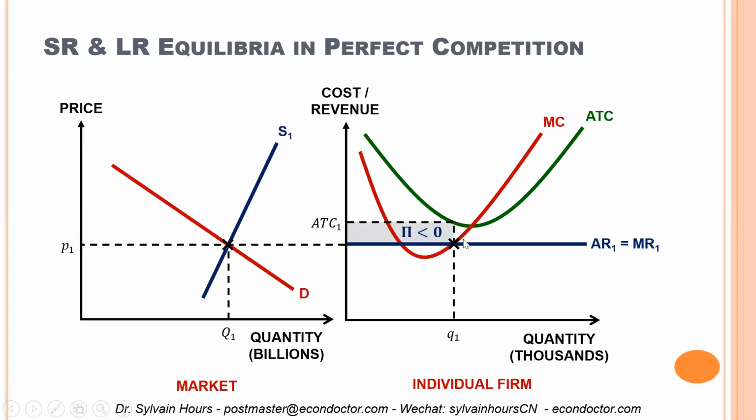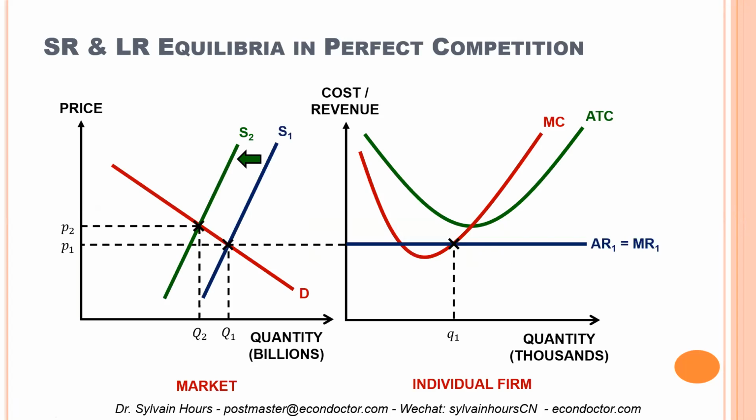In the long run, when firms have sufficient time to exit the market, some of them will leave the industry, leading to a decrease in the market supply. And the decrease in the market supply is going to make the market price increase from P1 to P2, and the market quantity will fall from Q1 to Q2. Each individual firm is now going to face a new individual demand, AR2, MR2, which is equal to the new market price.